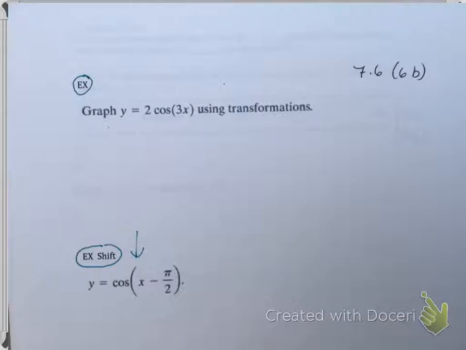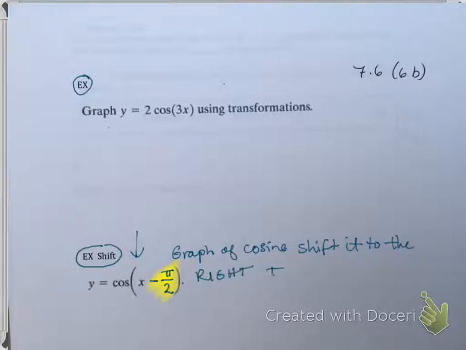over 2. Now, we don't have an omega. The amplitude's 1 like normal, but we do have this situation, which is x minus pi over 2. Okay, that means we're going to have to take the graph of cosine, and we're going to shift it to the right pi over 2 units. So let's see what happens when we do that.